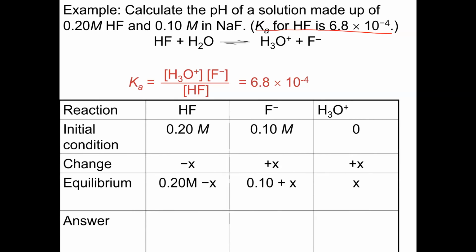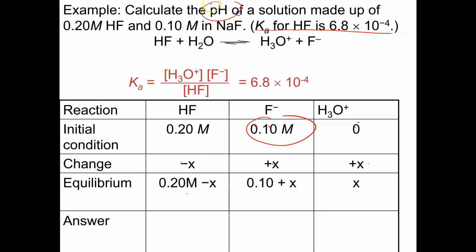And here's my numbers. Notice, for the first time in a long time, you have a concentration for a product. And you notice they're not equal. You can't assume they're going to have the same initial concentration, right? So minus X, plus X, plus X: 0.2 minus X, just bring it down, 0.1 plus X, and X.